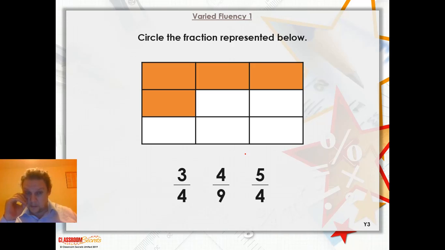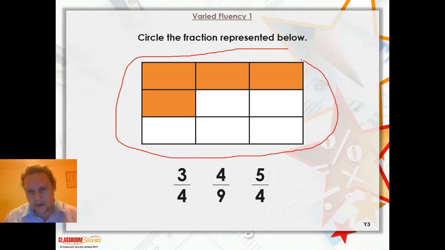Okay, last one. Circle the fraction represented below. Now, this is our whole. How many pieces do we have in our whole? We've got 1, 2, 3, 4, 5, 6, 7, 8, 9. Which one shows us 9? That our whole has been divided into 9 pieces. Remember, our denominator down the bottom here tells us how many pieces our whole has been divided into. This one here does, doesn't it?